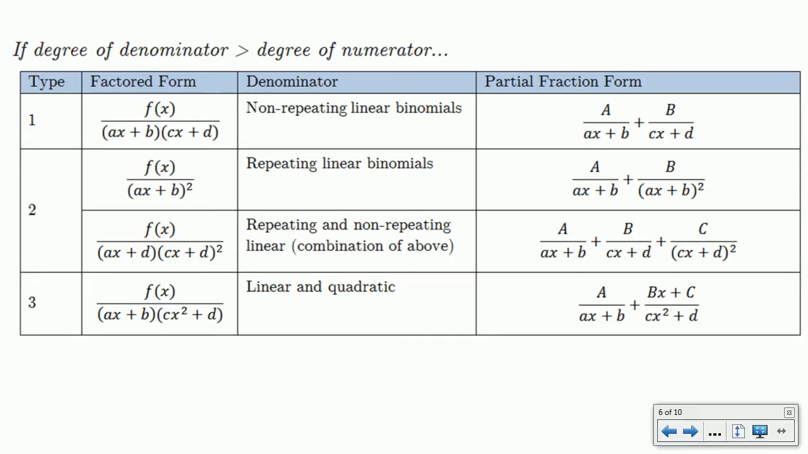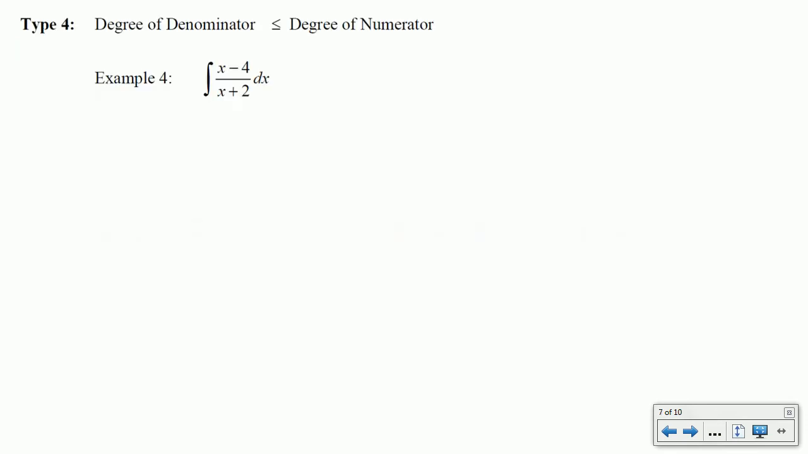So here's what to do in general if the degree of the denominator is greater than the degree of the numerator. We covered this first type in example number 1, where the factors in the denominator were x and x minus 5. We covered the second type in example number 2, where the factors in the denominator were x and x minus 1 squared. And we just covered this third type in example number 3. So what do we do if the degree of the denominator is less than or equal to the degree of the numerator? That's exactly what's happening with example number 4.